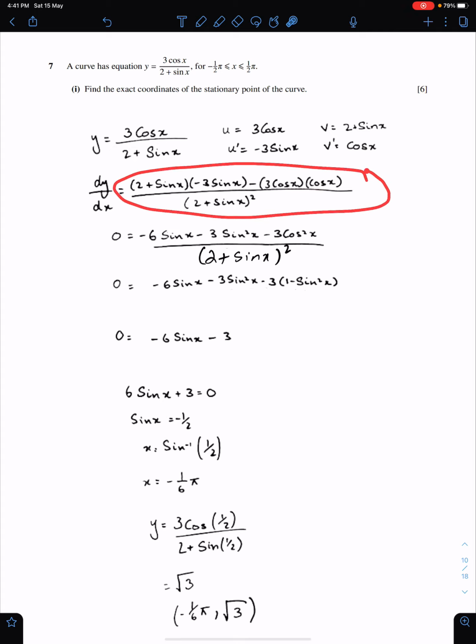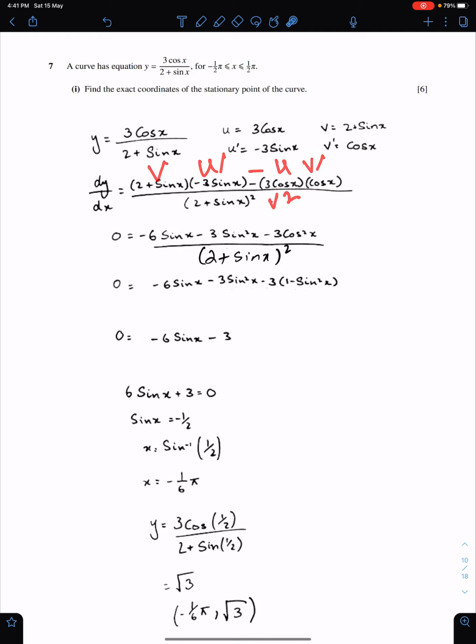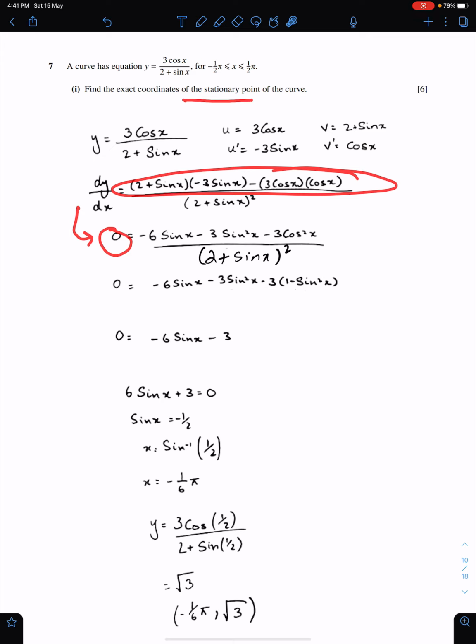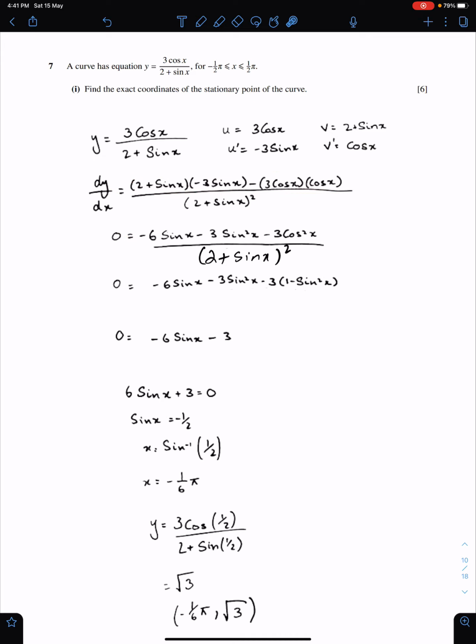This is here. v u prime minus u v prime over v squared. Never expand the denominator. Leave the denominator as it is. Just simplify this numerator and equate dy upon dx to 0 because you are working for a stationary point. You just need to multiply this here. Finally, we have this equation.